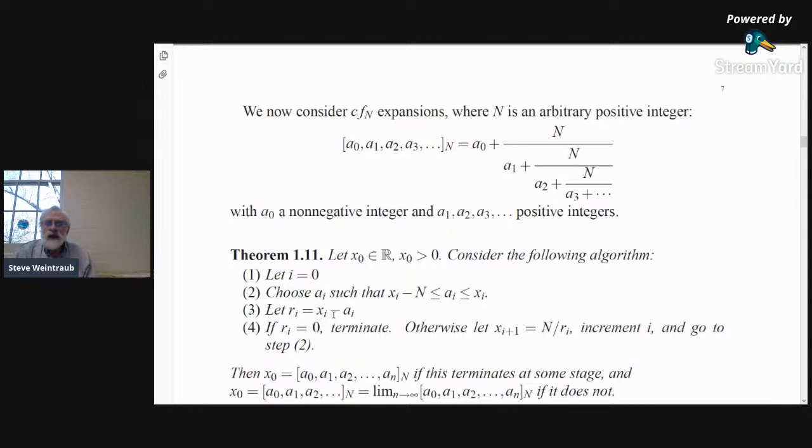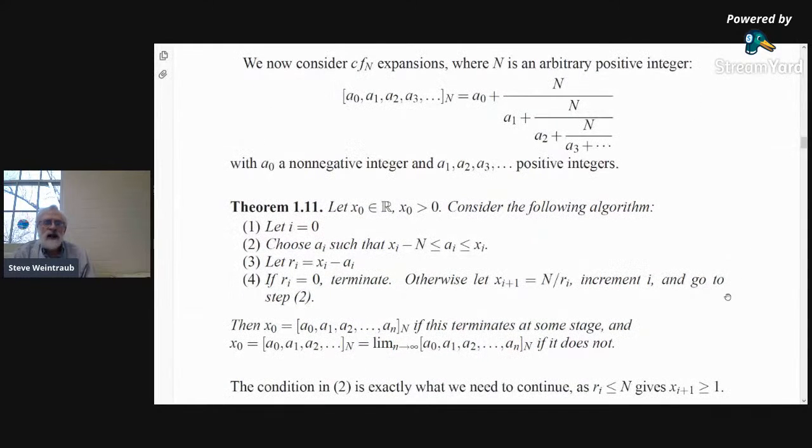We let r sub i be x sub i minus a sub i. Once again, if r sub i is equal to 0, we're finished. Otherwise, we let x sub i plus 1 be N over r sub i. We increment i, go back to here, and loop. And so things start off being the same. x0 is equal to this a0, a1, a2 up to a sub little n if this terminates at stage little n. Otherwise we can write x0 as this formal expression. And once again, it's not only formal, it's in fact the limit of the finite convergents.